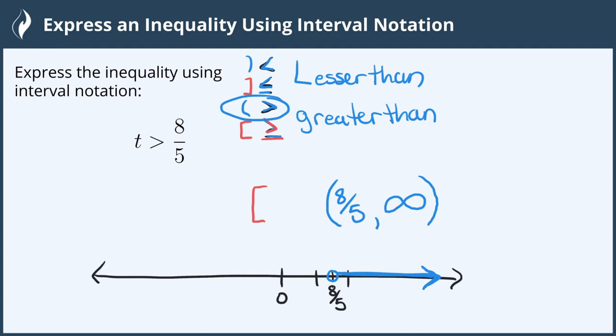So our interval notation is from 8/5 to infinity. These are all of the numbers greater than 8/5 that will make our inequality true. And now we're all done.